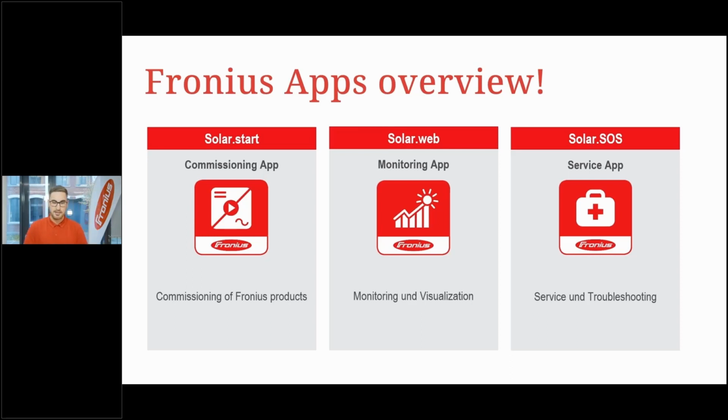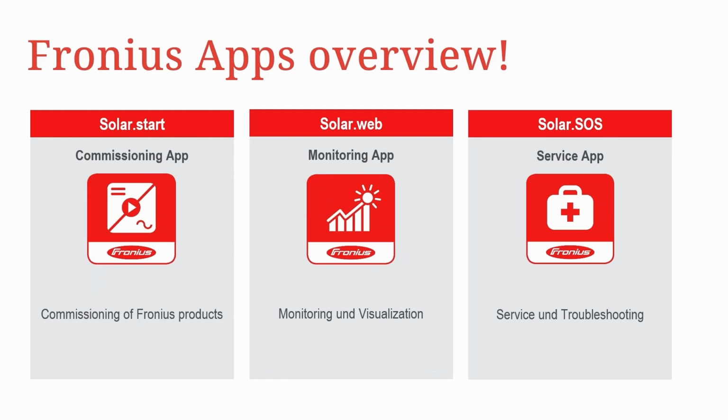Here you can see all of our three main applications that we have here at Fronius. First of all is our Solar.Start app. That's the commissioning app. With this application, you can commission and set up all of our devices. In the next step, maybe some of you want to monitor or visualize all of our devices, what they are doing and how they are working in your system. And the last part is our Solar.SOS application. This is for service and troubleshooting.